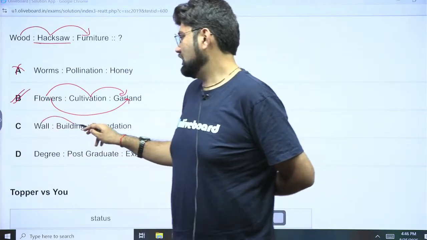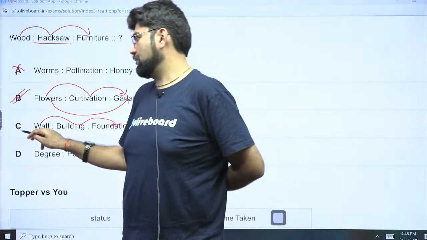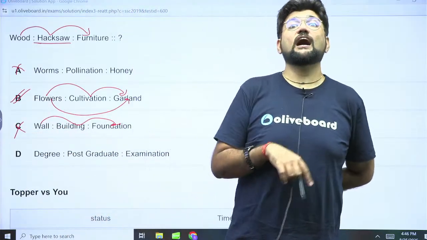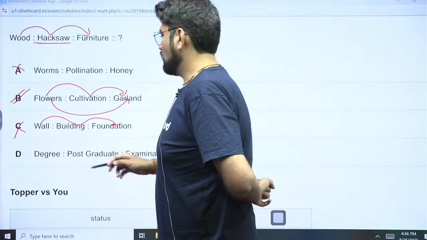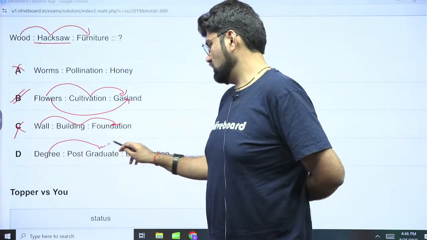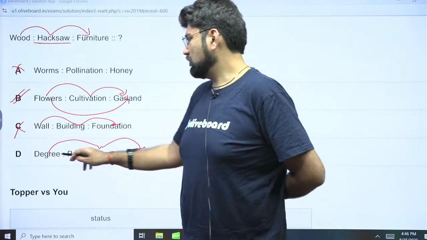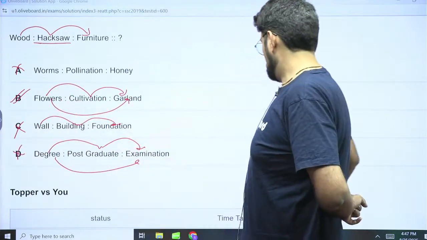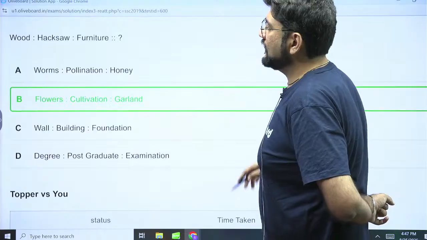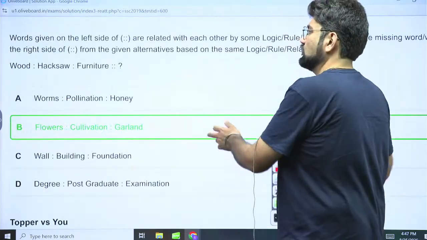From wall, by building, we get a foundation. Foundations are never happening with the walls. Walls are built after the foundation is laid. You should know what a foundation is. From degree, after postgraduate, we get an examination. From degree, we get an examination? No, from examination, we get a degree. So option B is the right answer here. Always put it in language. That's going to be easier. 32 seconds. Very good.